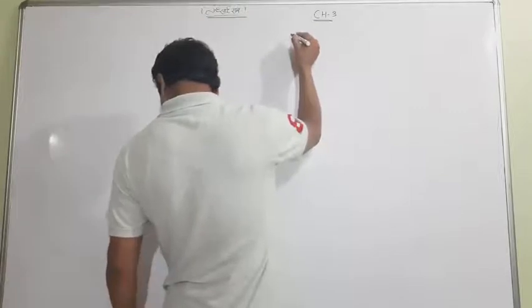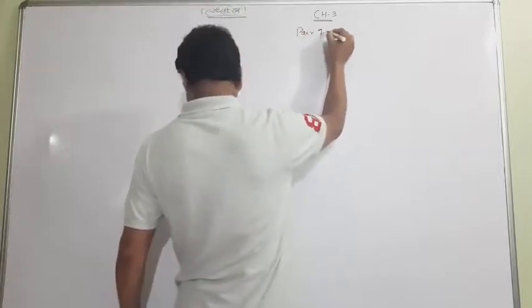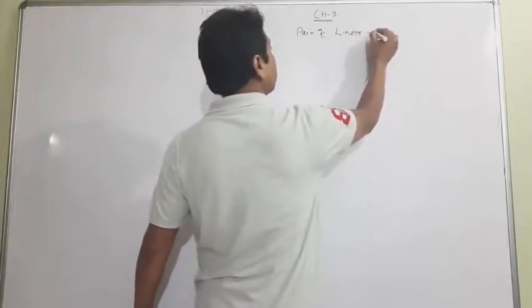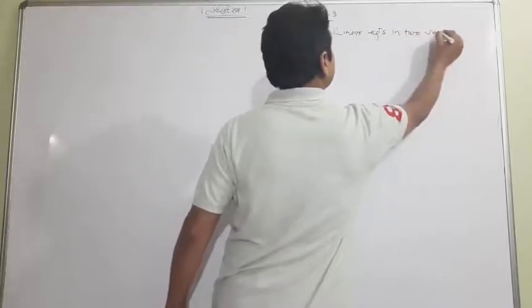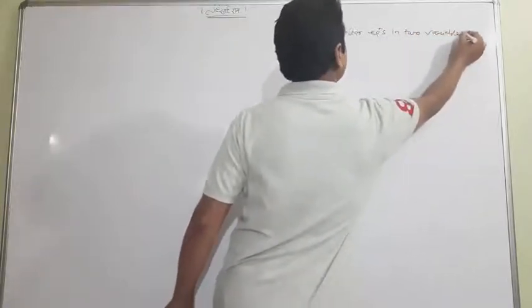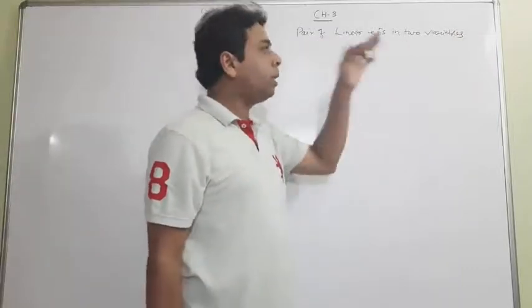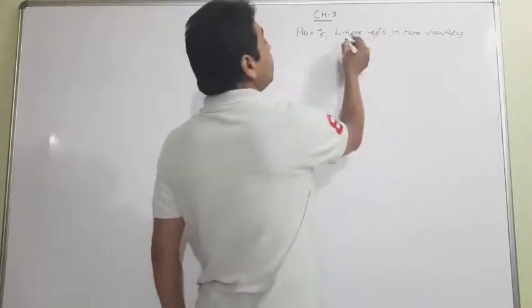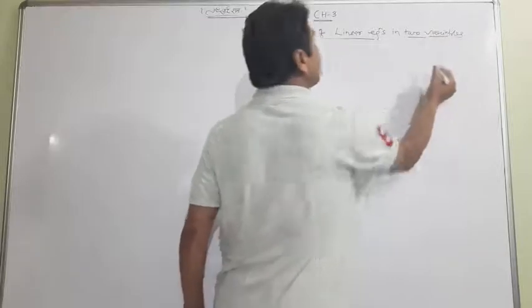The chapter name is pair of linear equations in two variables. Now let me first tell you one by one the meaning of the written words. Here it is coming: pair of linear equations in two variables.